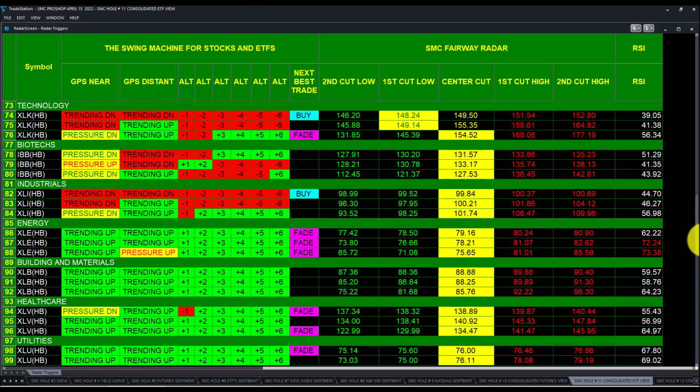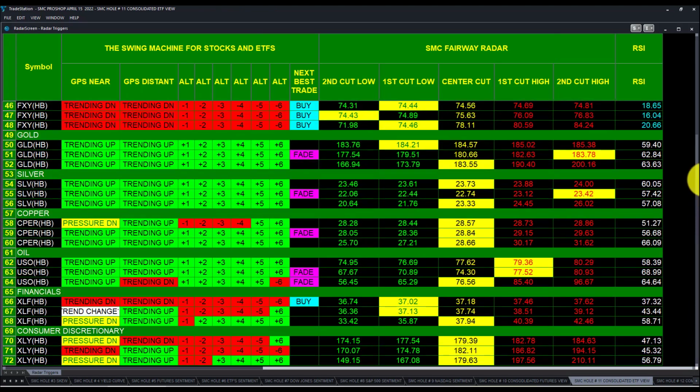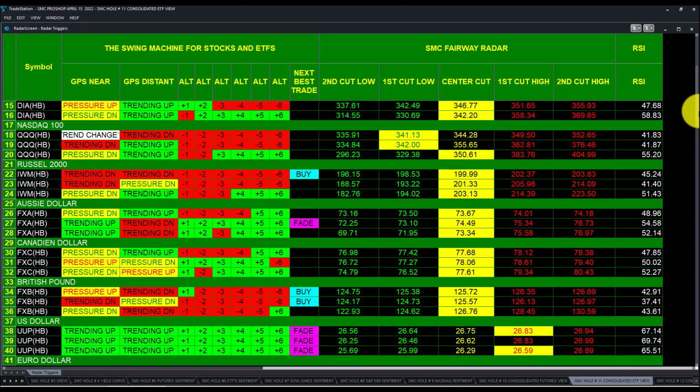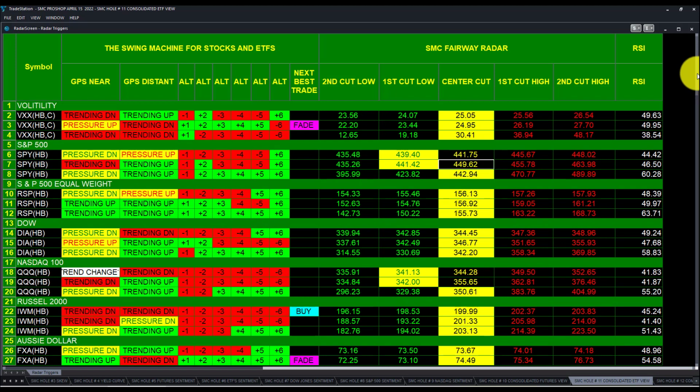Up we come. RSI is an old standby that's not proprietary to us. An RSI over 70 might hint of an area to take profit. An RSI under 30 might hint of an area to begin accumulating. This is the consolidated view of ETFs.